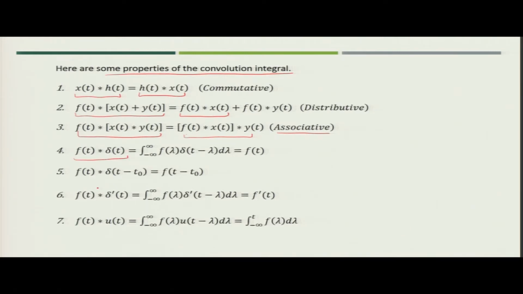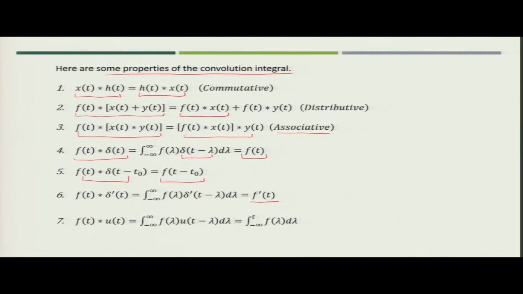Now, next is the property when a function is convolved with the unit impulse function. When you integrate from minus infinity to infinity f(lambda) delta(t minus lambda) d lambda, this will be 1 only when t is equal to lambda. So, finally, the output which you will get is nothing but f(t). Similarly, if you are convolving with delta(t minus t naught), that is the time-shifted impulse function, you will get the output as f(t minus t naught). If you take the convolution of f(t) with the derivative of the unit impulse, you will get the output as the derivative of the function f(t).